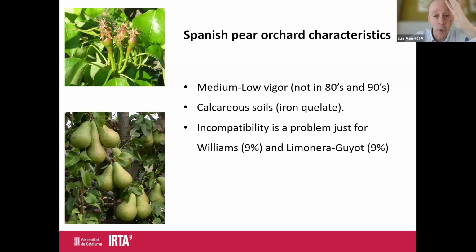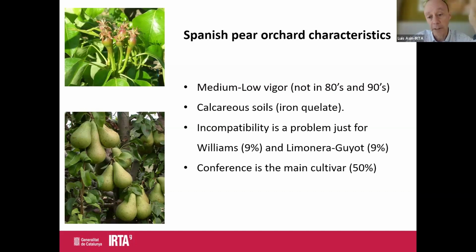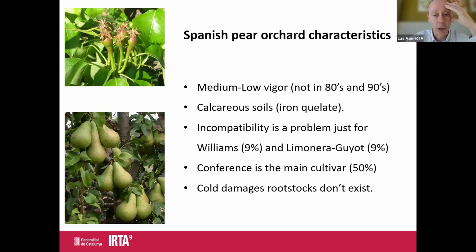Incompatibility is a problem just for Williams and Guyot with Limonera. That is around 18% of the production surface. Consequently, it's not really important for us because for the rest, 82% of the surface of cultivars, we have no problems in this way. Conference is the main cultivar, and we have no problems with incompatibility. And cold damage to the rootstock at winter time doesn't exist because our climate at winter time is cold, but not really that cold in comparison with the north of Central Europe. And full production is from the 4th or 6th leaf, 4th or 6th year.